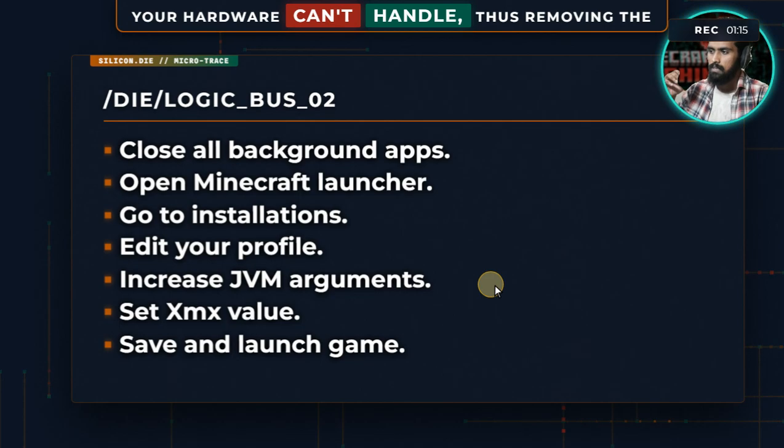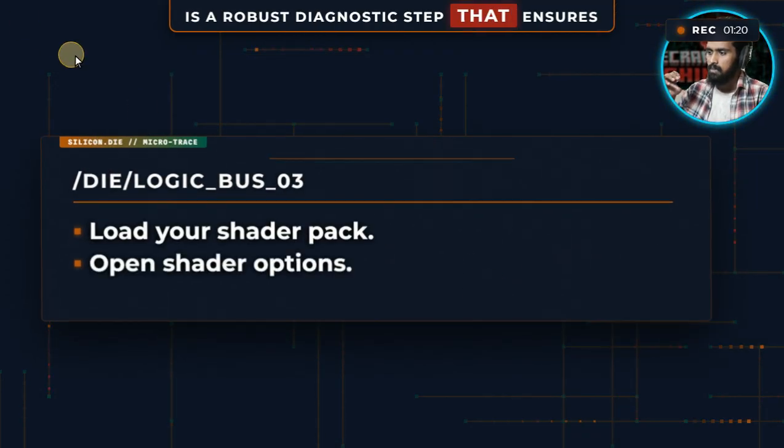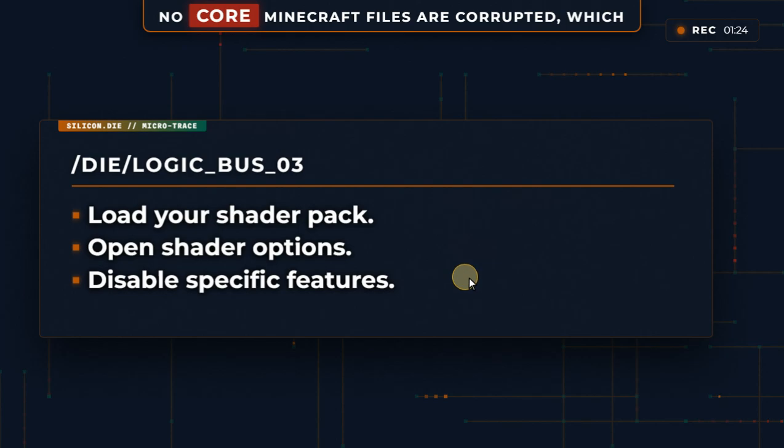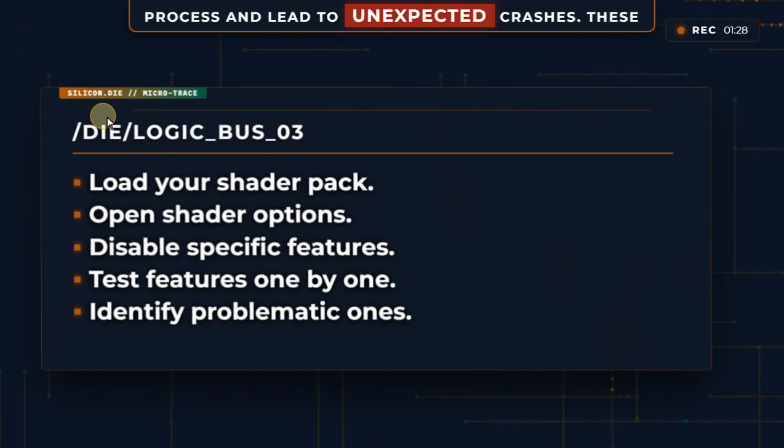Method 4, verifying game file integrity, is a robust diagnostic step that ensures no core Minecraft files are corrupted, which could otherwise interfere with the shader loading process and lead to unexpected crashes.